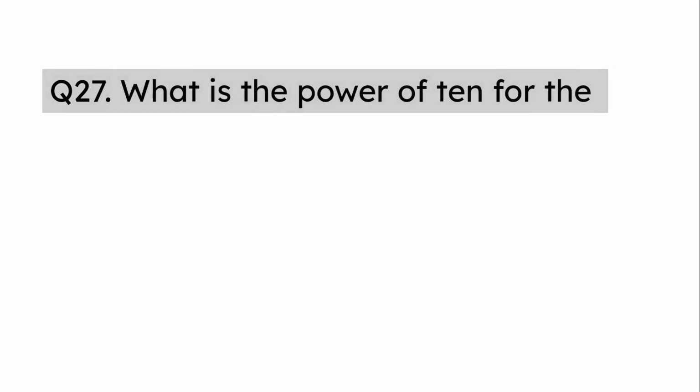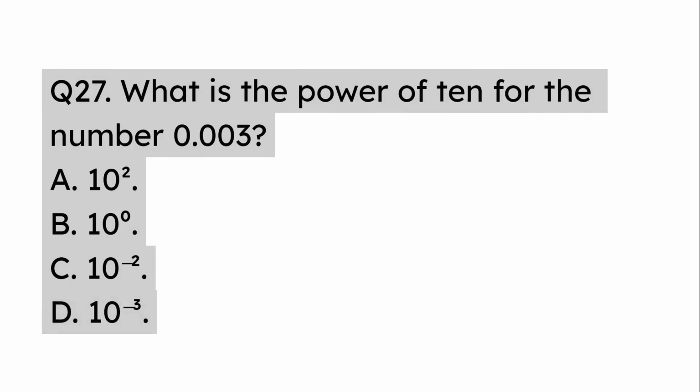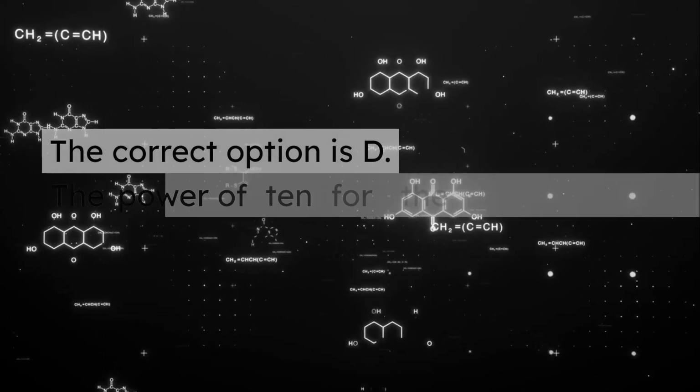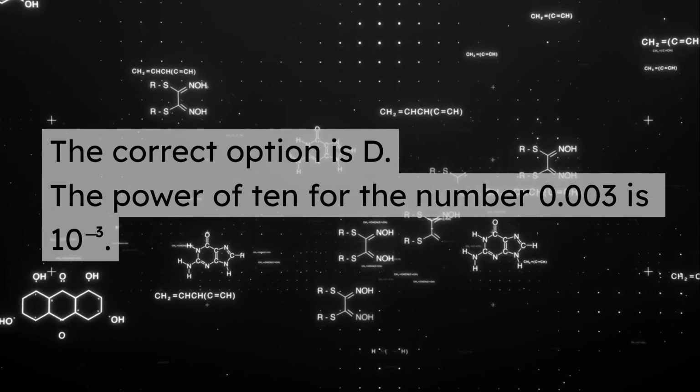Q27. What is the power of 10 for the number 0.003? A. 10 to the power of 2. B. 10 to the power of 0. C. 10 squared. D. 10 cubed. The correct option is D. The power of 10 for the number 0.003 is 10 cubed.